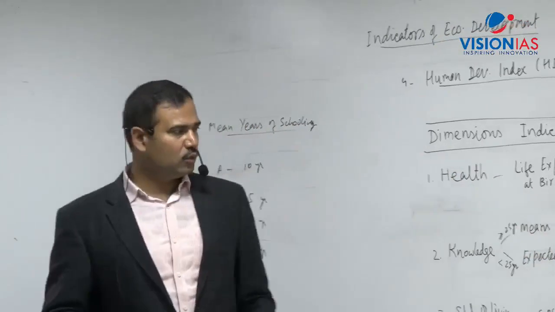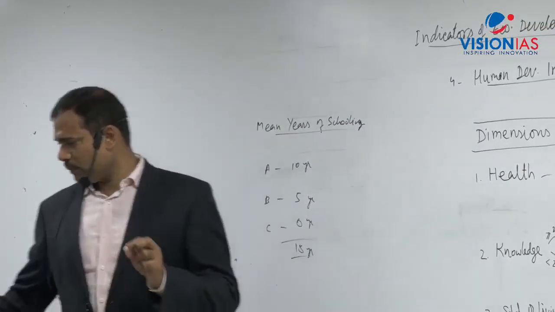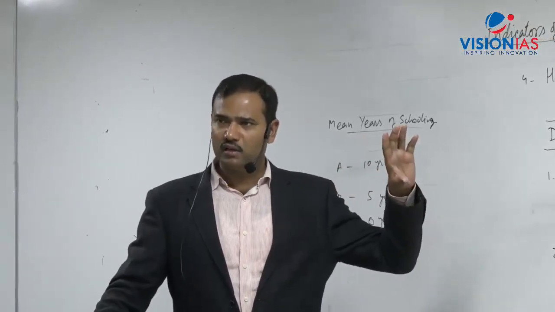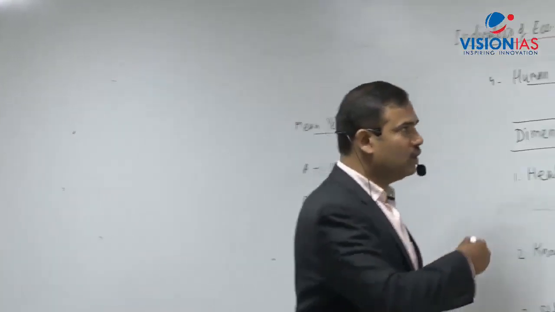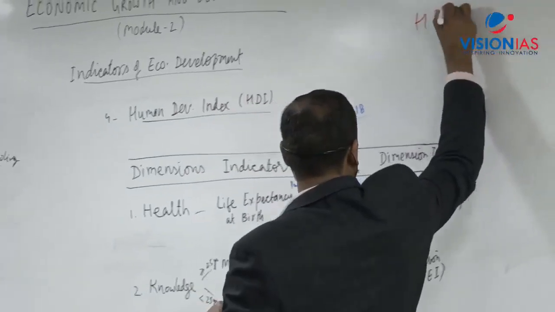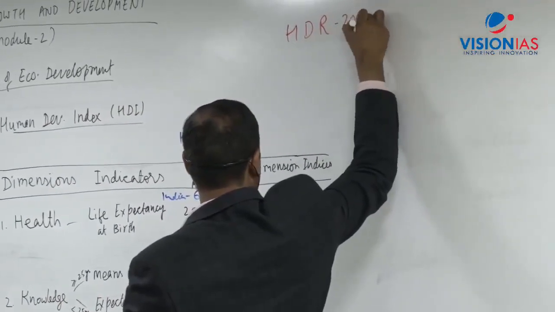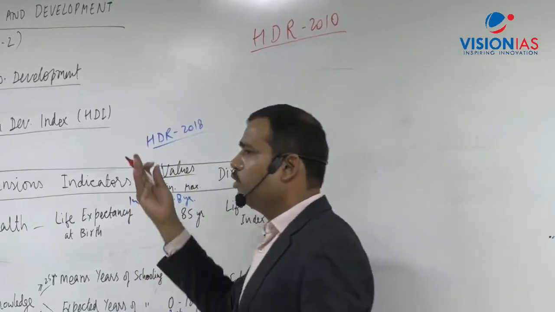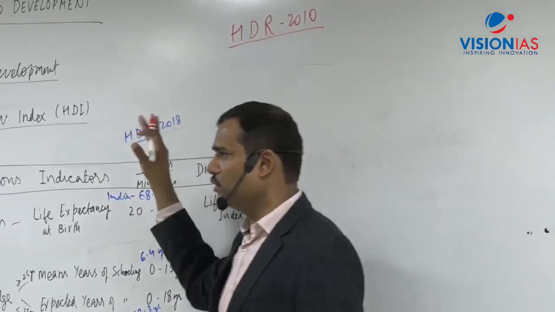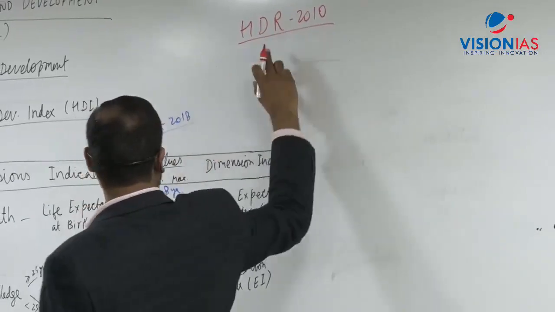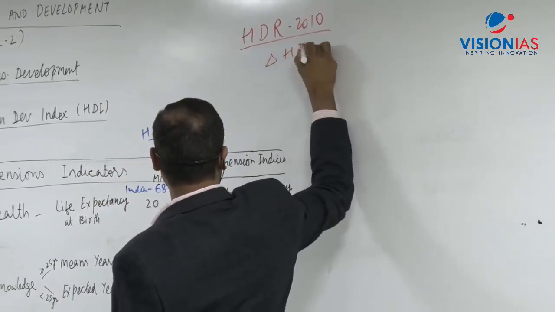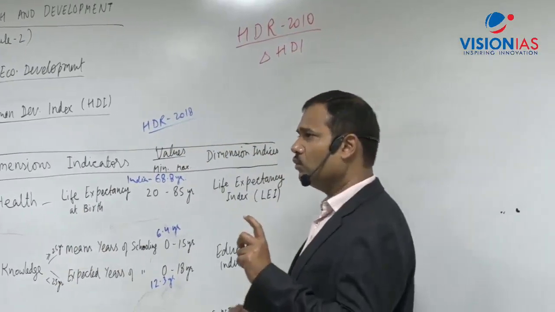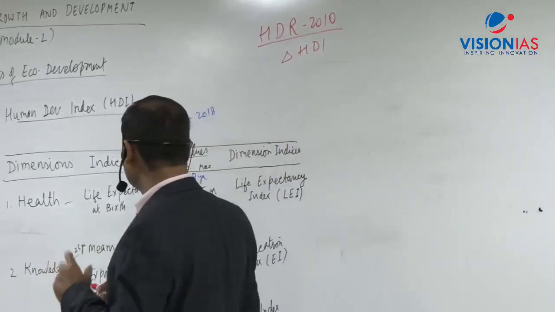One more thing, UNDP made some changes in the Human Development Index in 2010. The Human Development Report 2010 was an anniversary issue. Anniversary means they celebrated 20 years of this Human Development Index and report. So they have made changes in the Human Development Index. Changes means improvement was made. So I'll give you a brief idea about what changes were made. Just 3-4 changes were made.